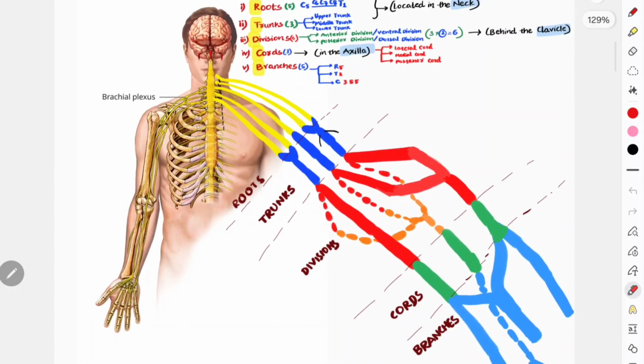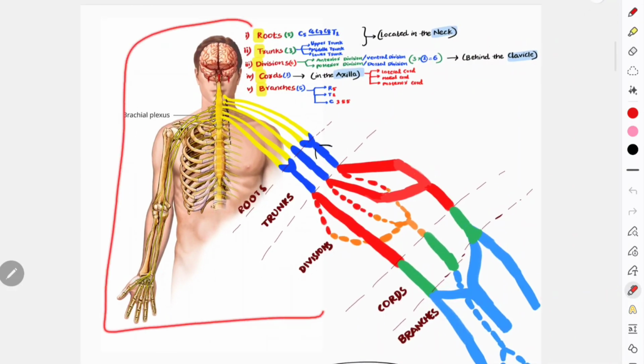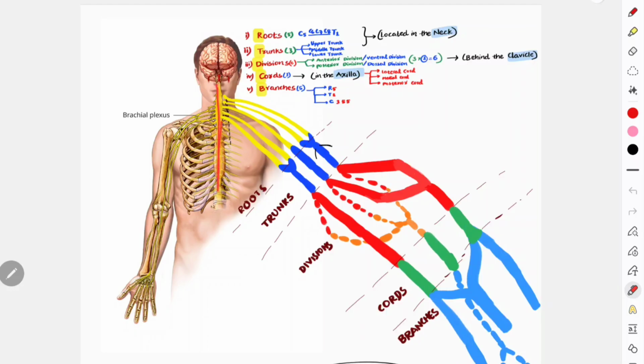See here. This is the shown body, right? From the spine, this is the spinal cord. From the spinal cord, you can see roots arising. Roots form trunks, trunks form divisions, divisions form cords, cords form branches. They innervate the total upper limb. They go up to the hand.